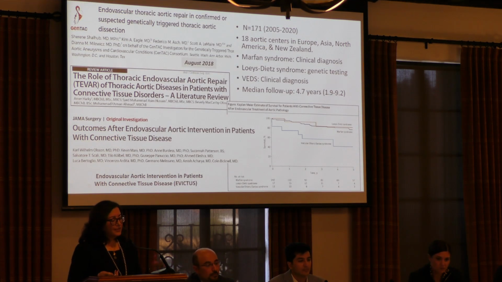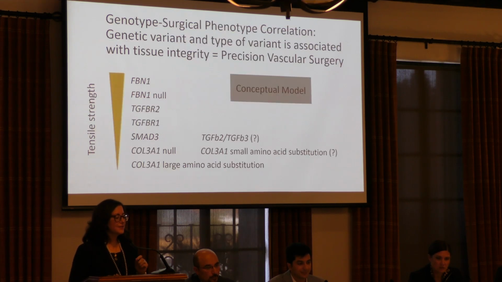What else do we have for data? The largest series right now looking at TVAR in this population was multi-center, 171 patients, but it didn't have a lot of the genetic diagnosis. Only Loeys-Dietz had genetic diagnosis. Everybody else was clinically diagnosed. So it's useful information in the sense that you can see that there's variation by type, but it wasn't so useful in the sense of, I really wanted to know what the genes that were affected were specifically.